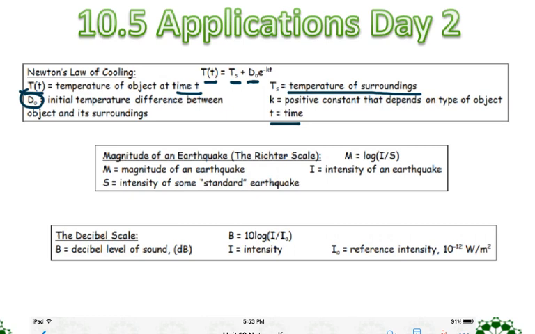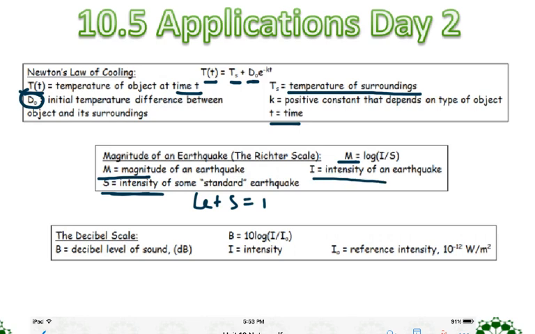We have a formula for the magnitude of an earthquake, basically the Richter scale. M stands for the magnitude of the earthquake. Then S is the intensity of some standard earthquake, which is kind of weird. They just say a standard earthquake. What we're going to do is let S equal 1. That's just convenient for us. We're just going to let S equal 1 on every single problem. And then I is the intensity of the earthquake.